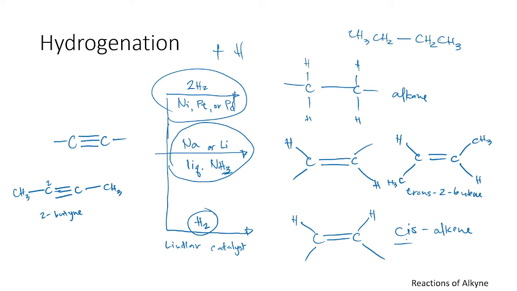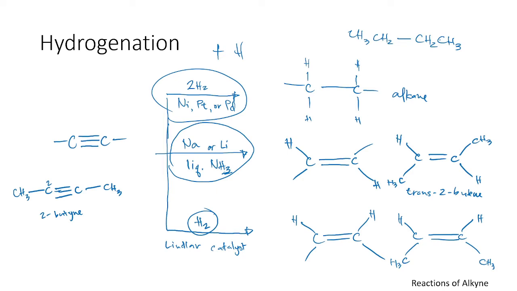And lastly, if we introduce our 2-butyne to hydrogen and our Lindlar catalyst, we will have an alkene, and our CH3 groups will be located on the same side of our double bond, with our hydrogens. Basically, class, we have here 3 different reactions involving hydrogenation, or the process of hydrogenation.